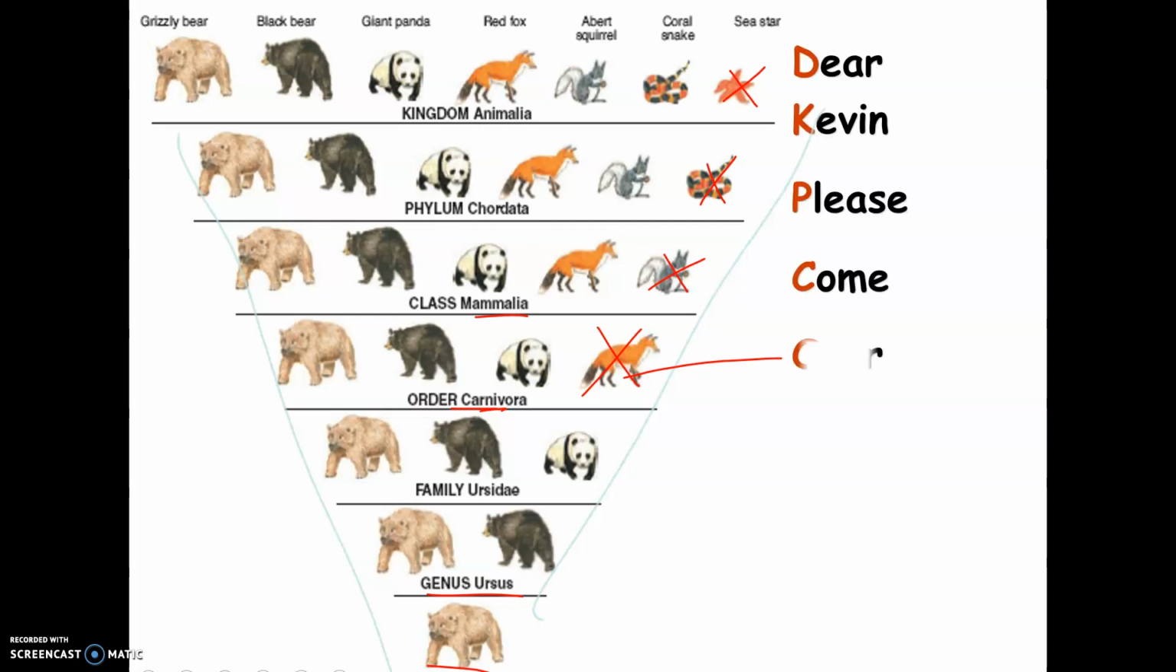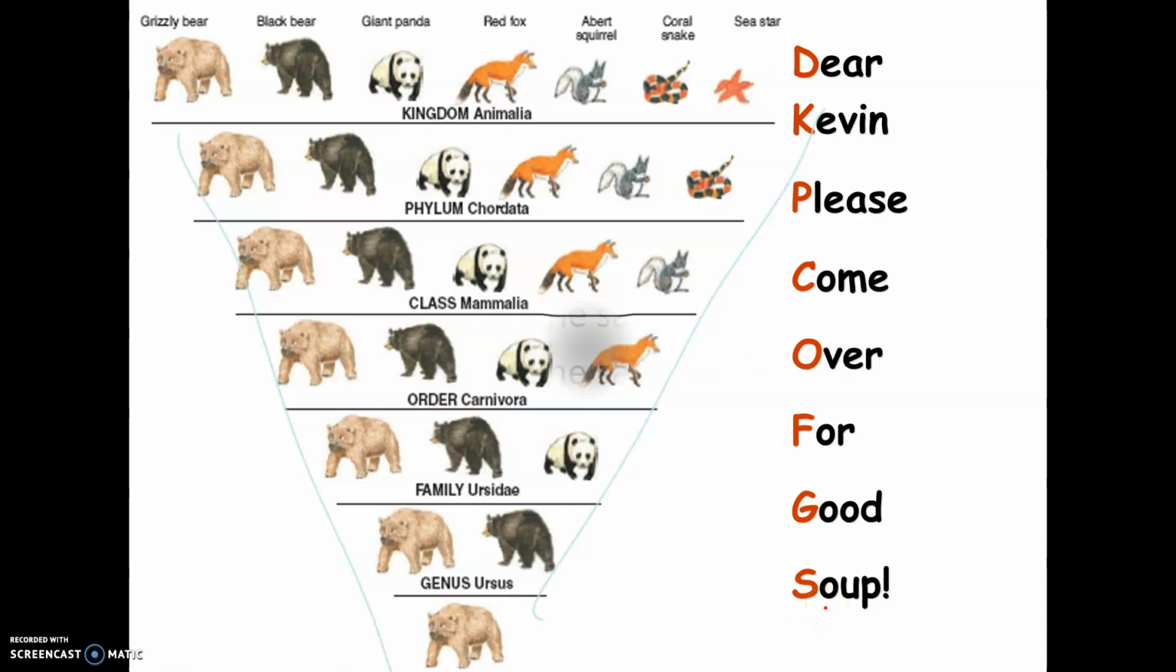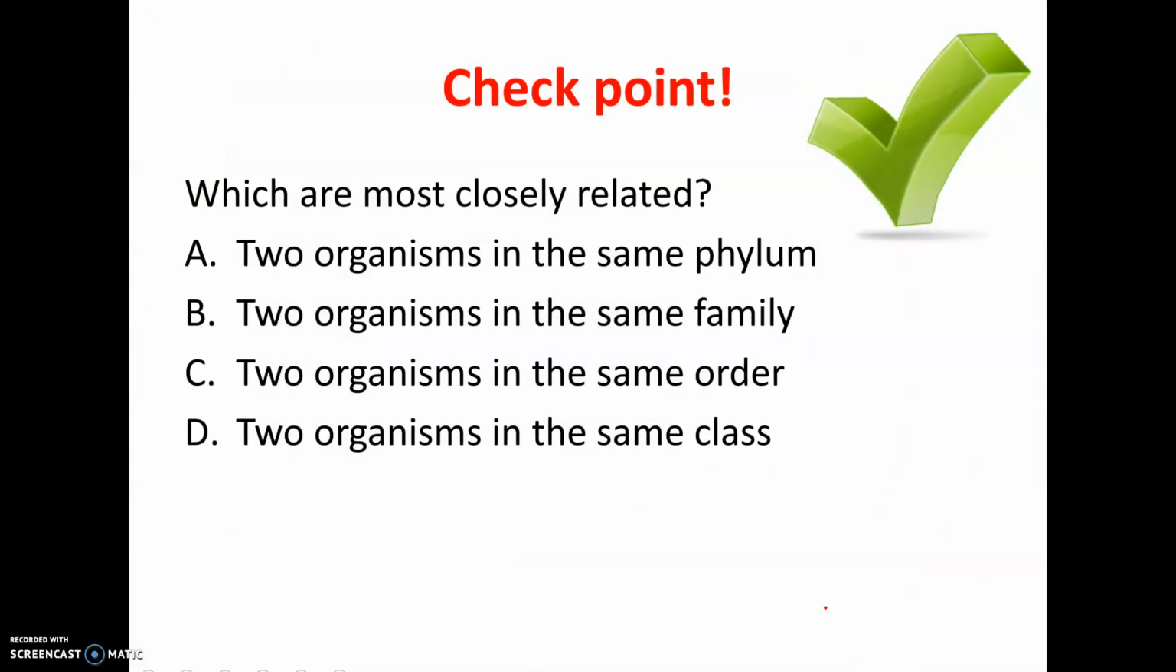Now, one kind of cute way to remember this: Dear Kevin, please come over for good soup. So that's going to give you domain, kingdom, phylum, class, order, family, genus, species. If you can remember that cute little saying, and remember that the D at the top is your most general level, the domain, and soup down here at the bottom is going to be species, which is our most specific, it should help you. All right, checkpoint questions, and we'll end it here.